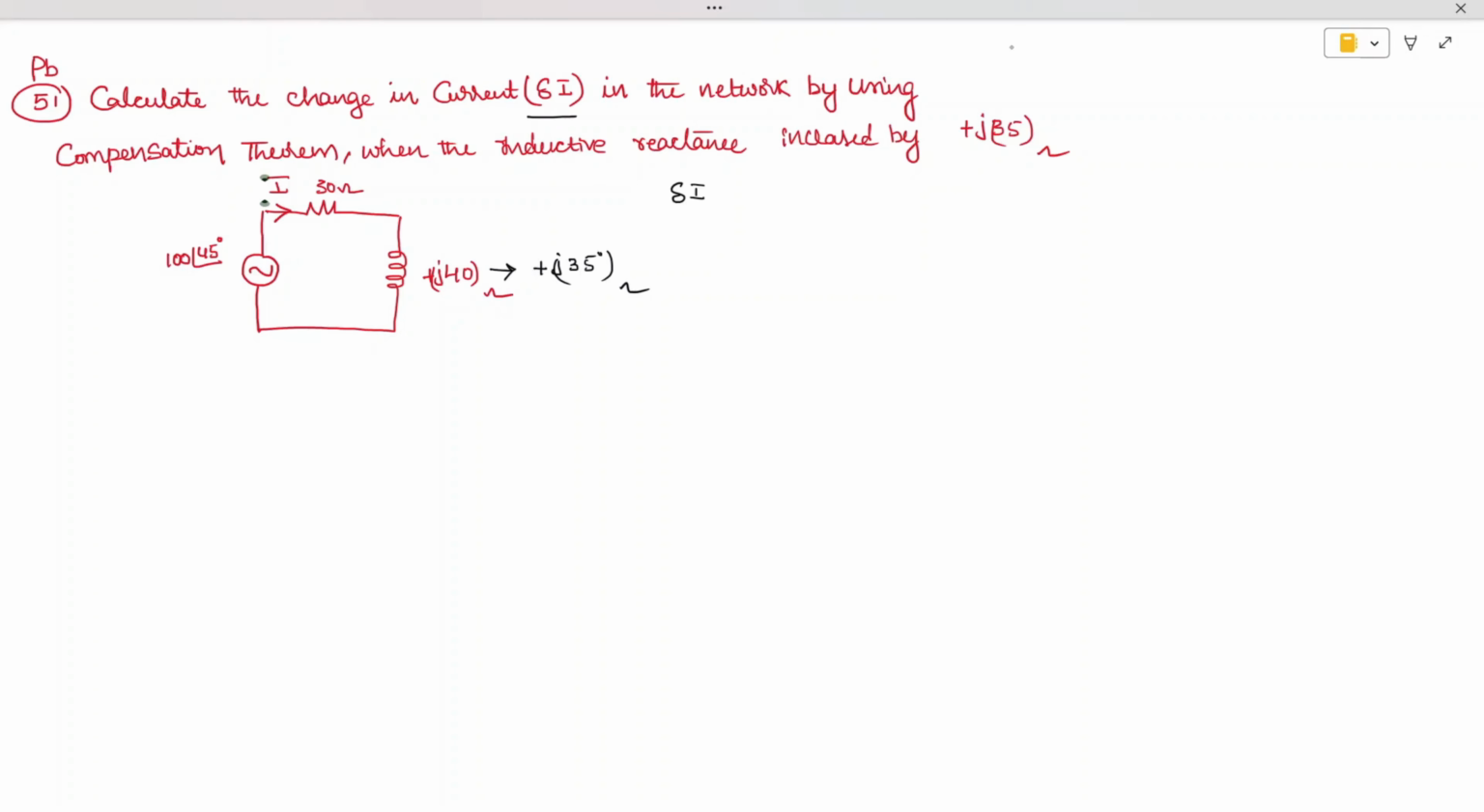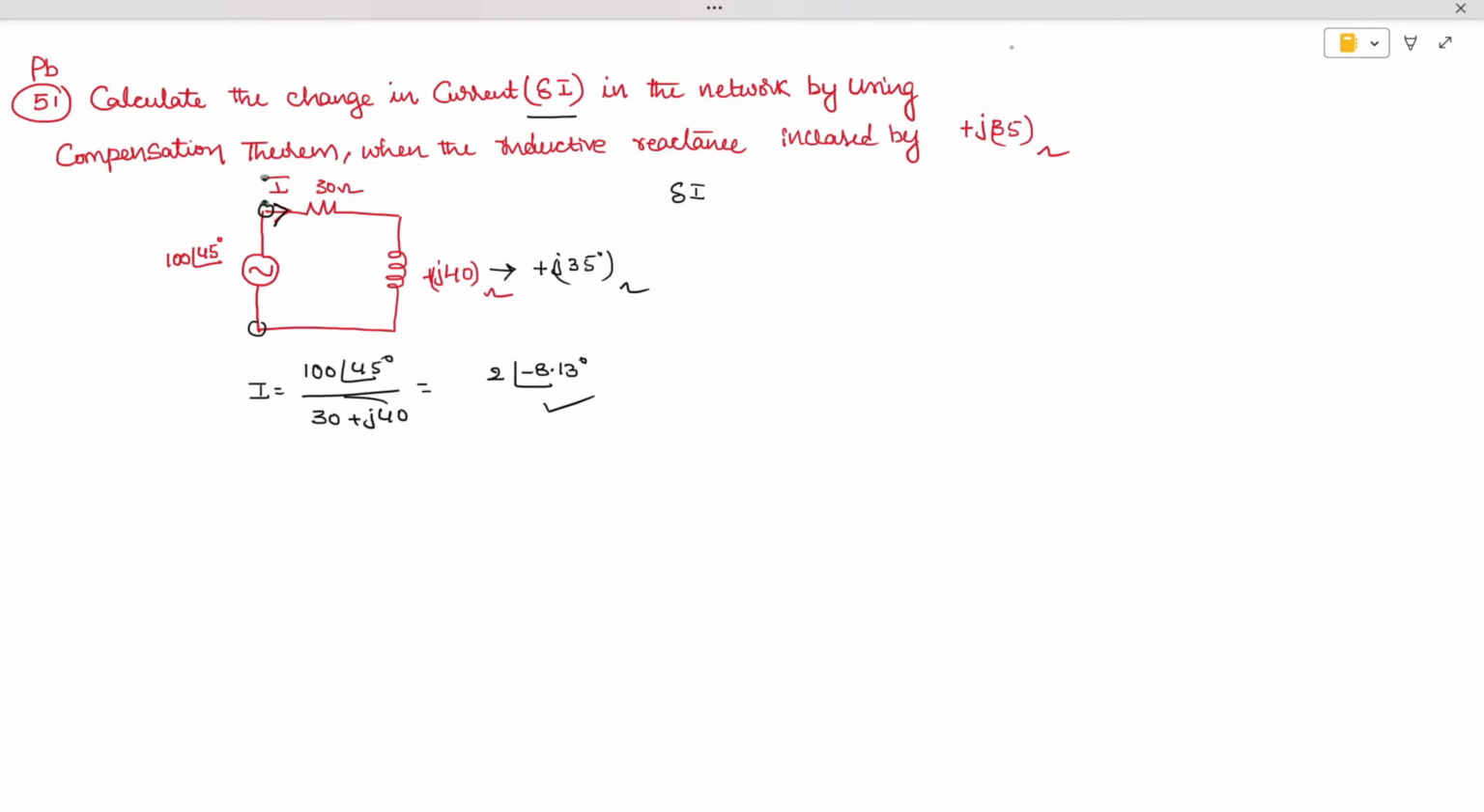How to do it: first we need to find the total current I. Total current I is equal to the voltage at this point, 100 at an angle of 45 degrees, divided by 30 plus J40. Use your calculator and you can find this value as 2 at an angle of minus 8.13 degrees. This is our current.